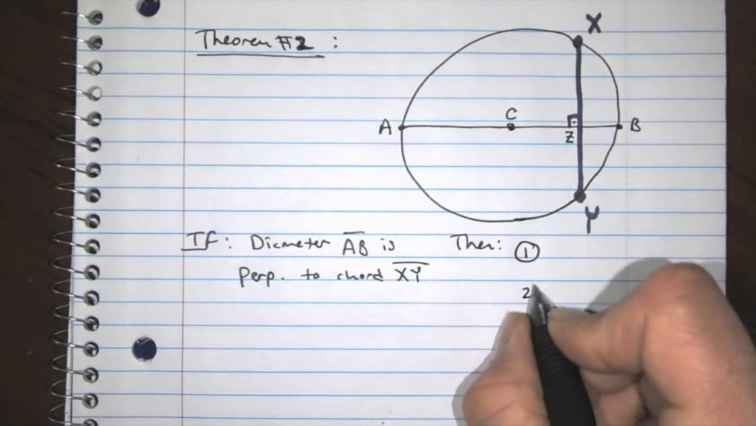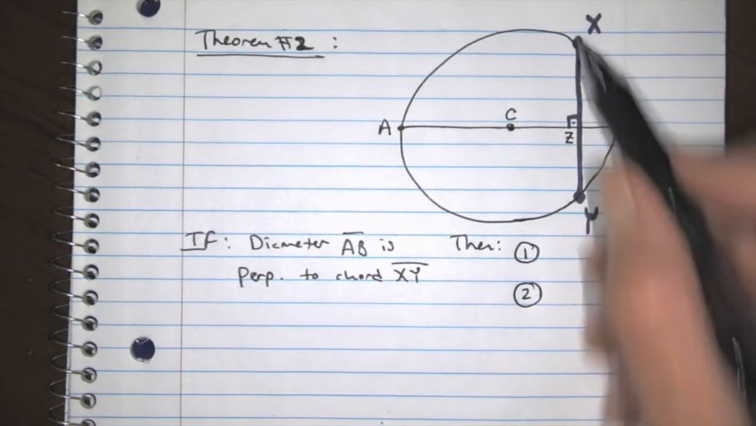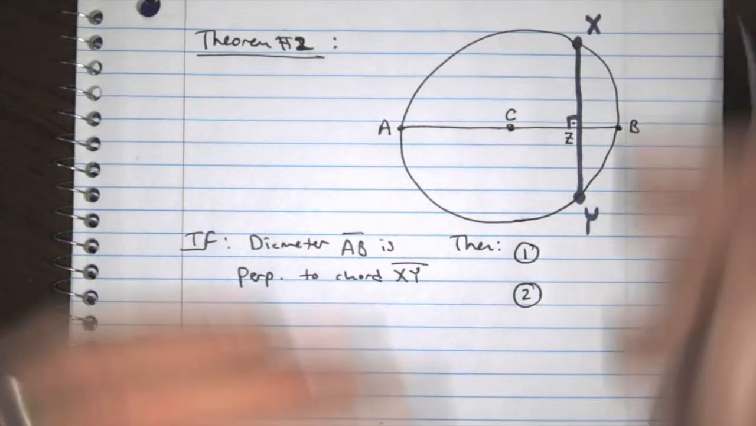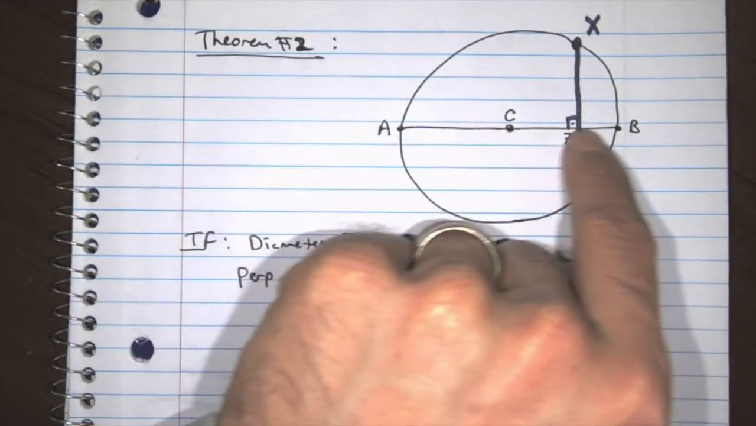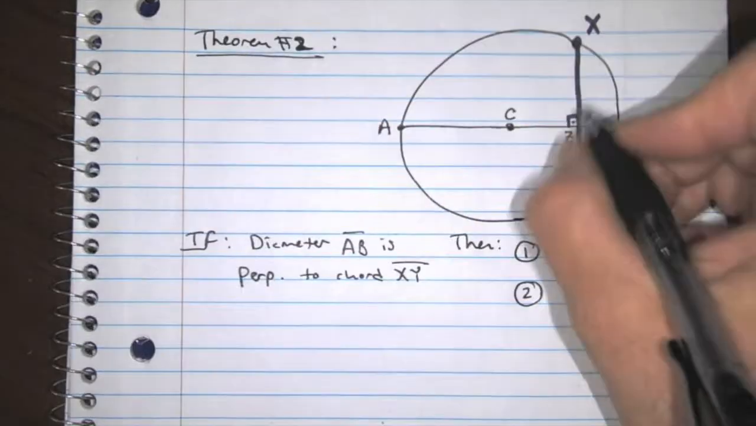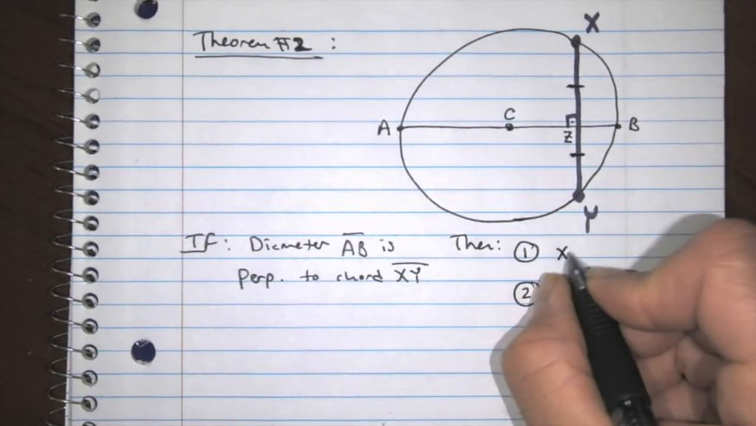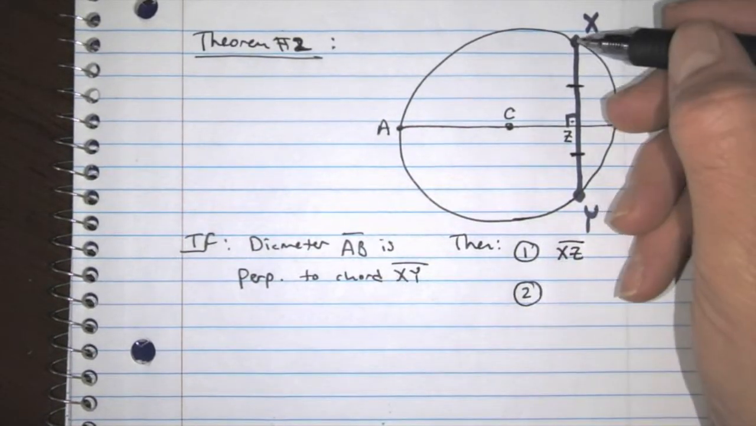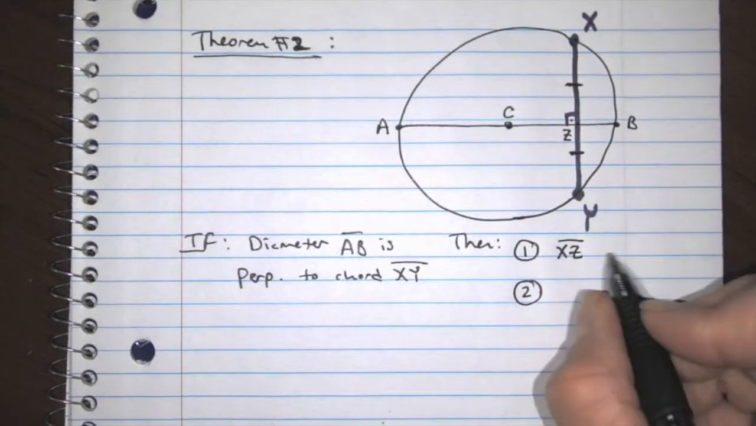Number one, and number two, very, very easy. Number one, it's going to bisect the chord. So if you take a look at this entire chord, that diameter right there, if it's perpendicular to that chord, it's going to cut it into two equal pieces. This piece is going to be the same as this piece. I'm going to put a single tick mark there. First one, XZ. The distance from X to Z is going to be congruent to the distance from Y to Z.